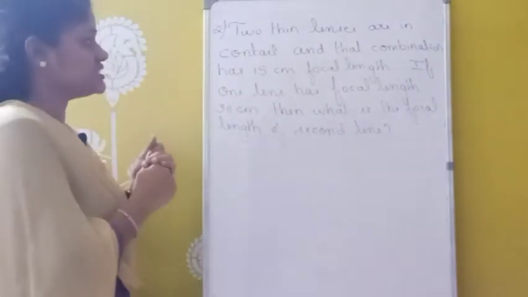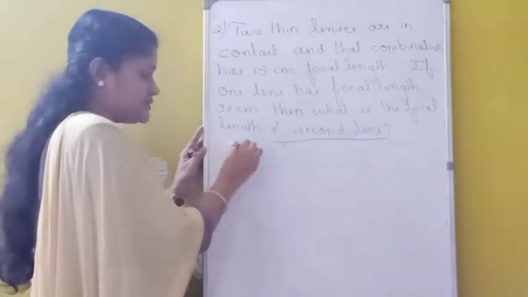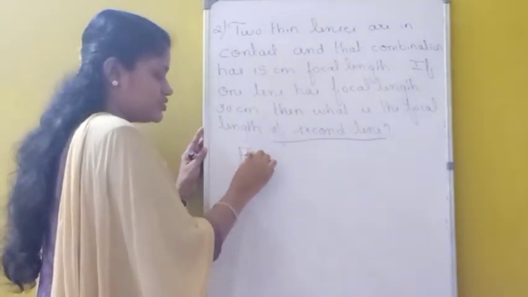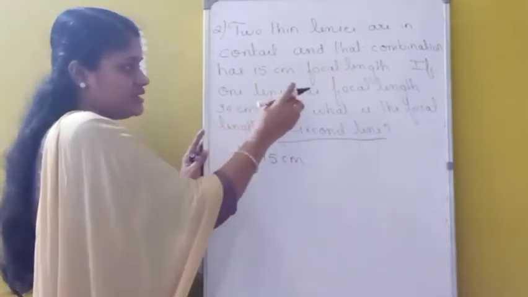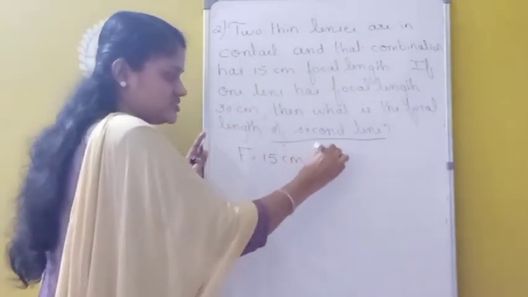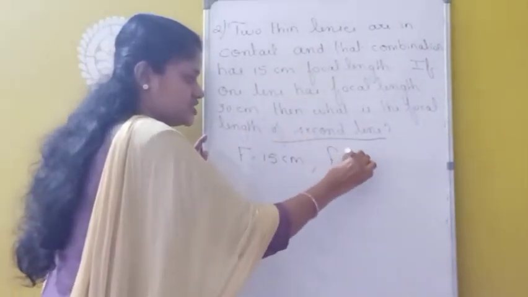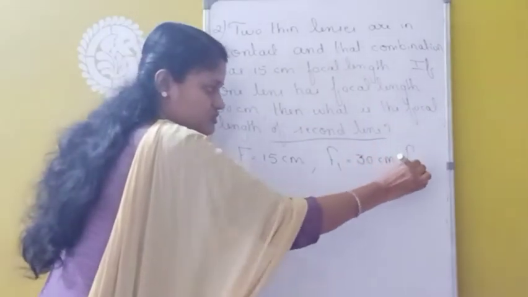So what are the data given here? Focal length of combination is always taken as capital F. It is given here as 15 centimeter. This is the focal length of the combination. Then what else is given? Focal length of one lens, taken as F1. F1 equals 30 centimeter. And we have to find the focal length of the second lens, F2.